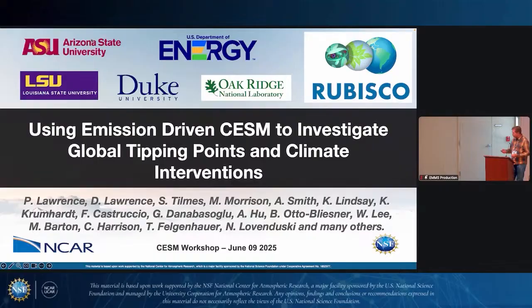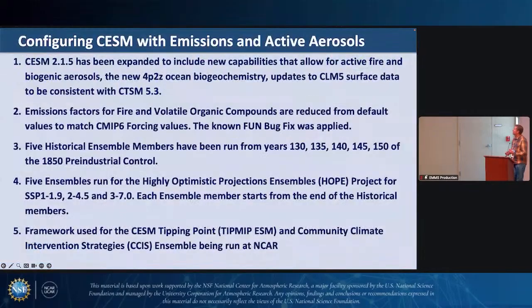I'm going to give a little bit of background, if you weren't here at the winter meeting, to see what this looks like. Basically we're configuring CSM. We're using CSM 215, an older version of CSM, which was also used for the large ensemble 2. It's been expanded to have this capability so we can have the emissions prescribed, and the fire and the volatile organics working with it, and we also have land surface data sets that are consistent with CTSM 5.3.